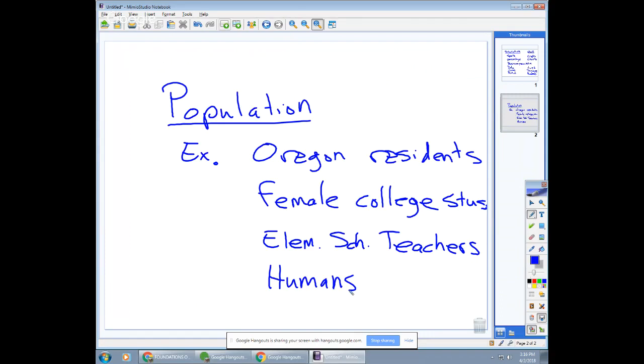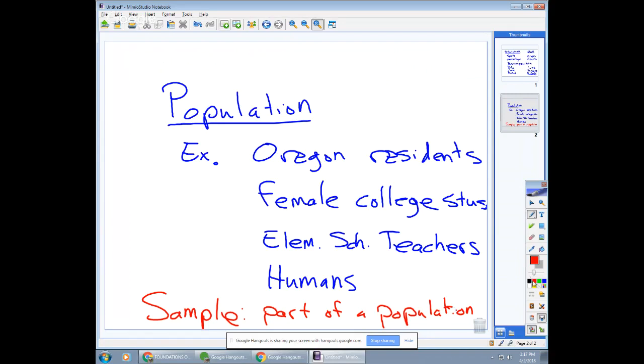With regards to population, there's another important idea called a sample. A sample is just part of some population. So whenever we work with statistics, there's got to be a target population. Maybe it's all BMCC students. Maybe it's all college female students. Maybe it's all Oregon residents. Maybe it's just the people in the room today. Then you have a sample, and that's just part of that population.